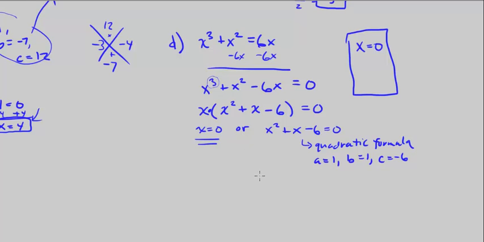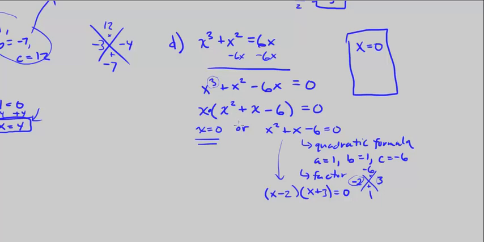Or we could factor this. If we factor this, we know we want terms that multiply to get negative 6 and add to get positive 1. So what are the factors of 6? Well, 1 and 6, 2 and 3. So 2 and 3: if 3 is positive and 2 is negative, they multiply to get negative 6 and add to get 1. So there we go. We can then make this equal to x minus 2 times x plus 3.